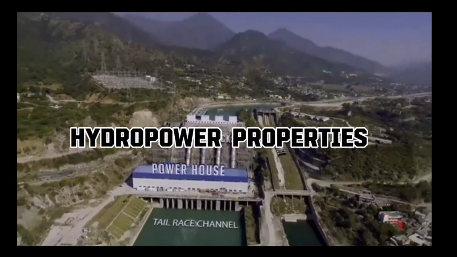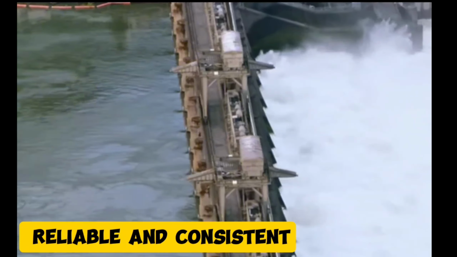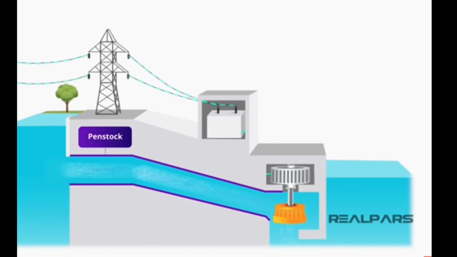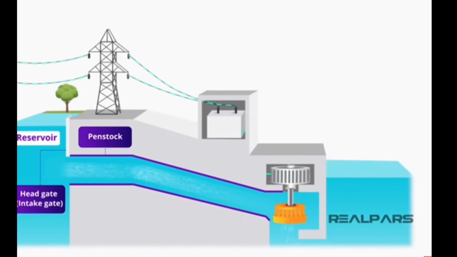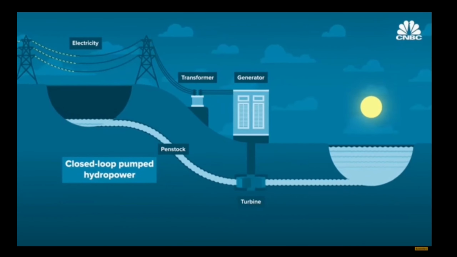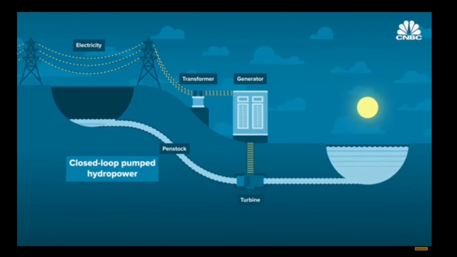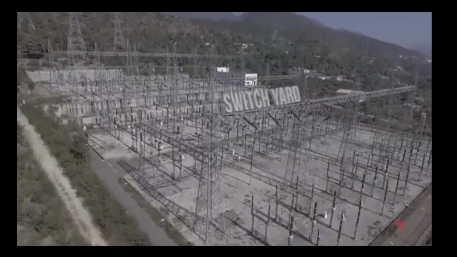Now let's talk about how amazing hydropower is. First, it's reliable and consistent. Like a faucet, you can turn it on and off. Hydropower provides steady electricity by controlling water flow, so it's always ready when we need it. Next, it's super efficient. Over 90% of the energy in moving water becomes electricity. That is way more than most energy sources.